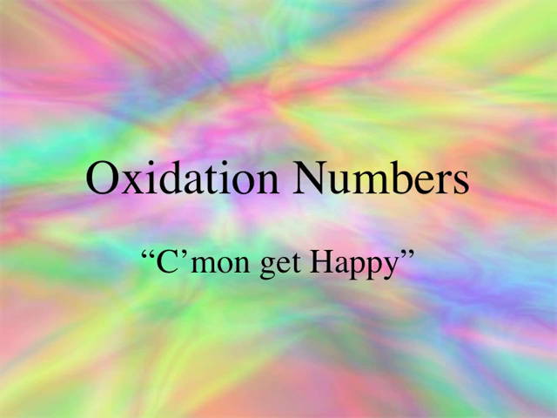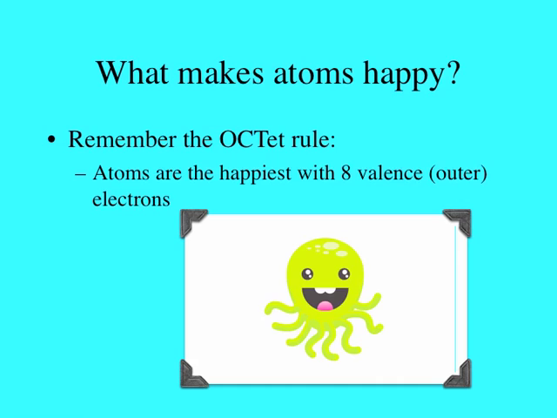This set of notes is about oxidation numbers, and we're going to use the metaphor, what makes atoms happy. Remember we said that the octet rule said that atoms are, and we put this in quotes, the happiest when they have 8 valence or outer electrons. Again, atoms don't actually have emotions. They're not happy. This is a metaphor, and in this case, happy means that they are stable, that they are not looking to go around bonding with other atoms. So atoms are the most stable when they have 8 valence electrons.